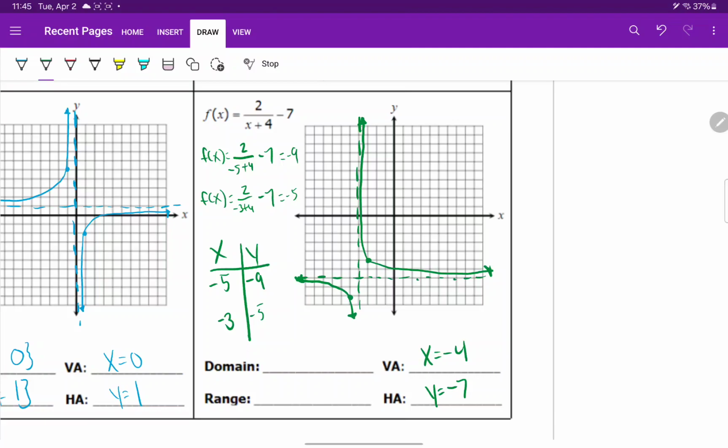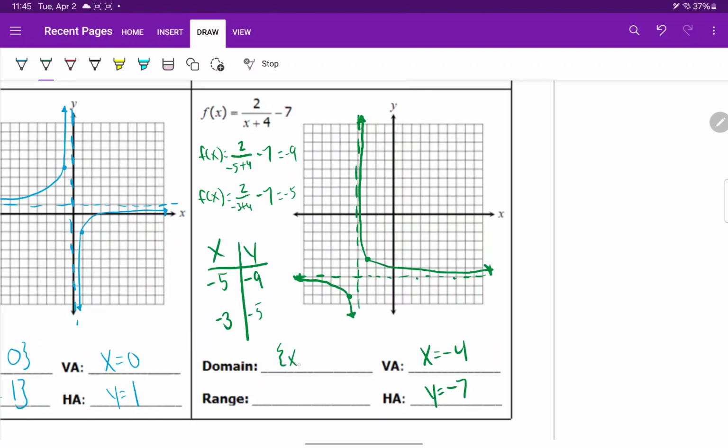There we go. And in terms of the domain, all real numbers, x such that x cannot equal negative 4. Braces y such that y cannot equal negative 7. And there's our domain and range with all the attributes I was asking for.